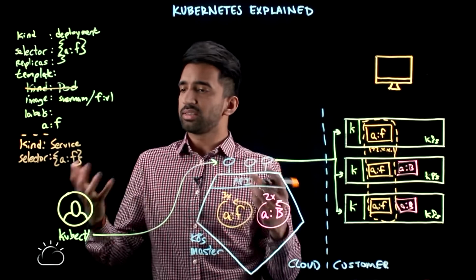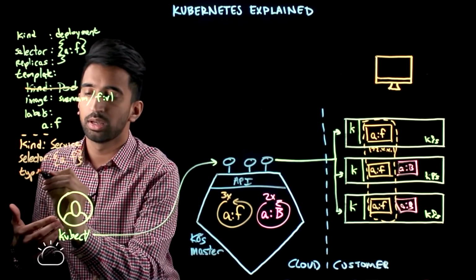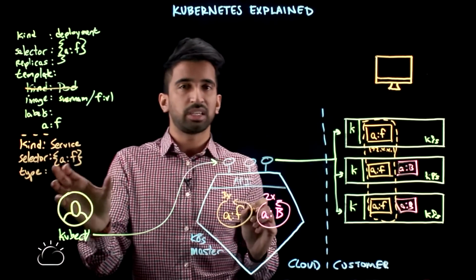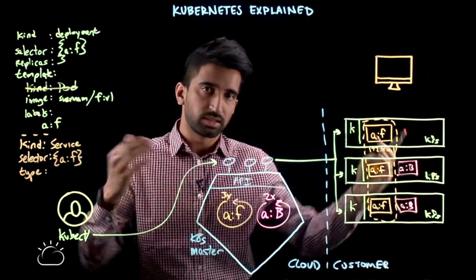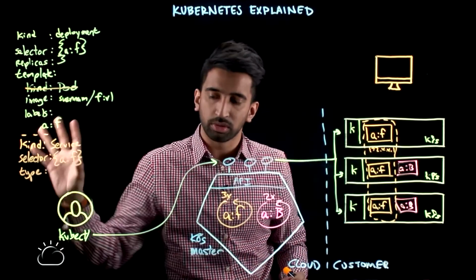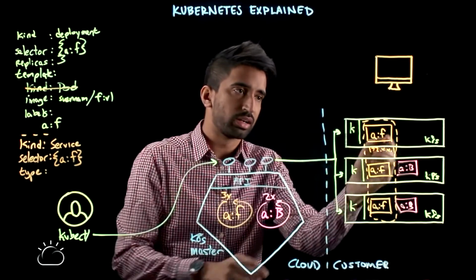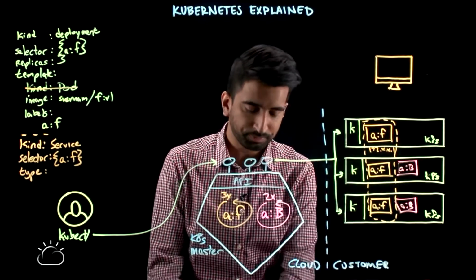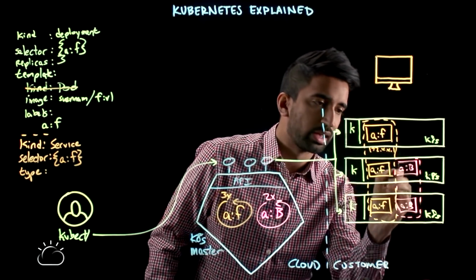And the last thing that we need here is a type. So how do we want to actually expose this? But we'll get to that in a second. By default, that type is going to be cluster IP, meaning our service can be accessed from inside the cluster. So deploying that through kubectl, hits our master, goes over here, and creates that abstraction we talked about. And we can say we created another one for the backend as well.